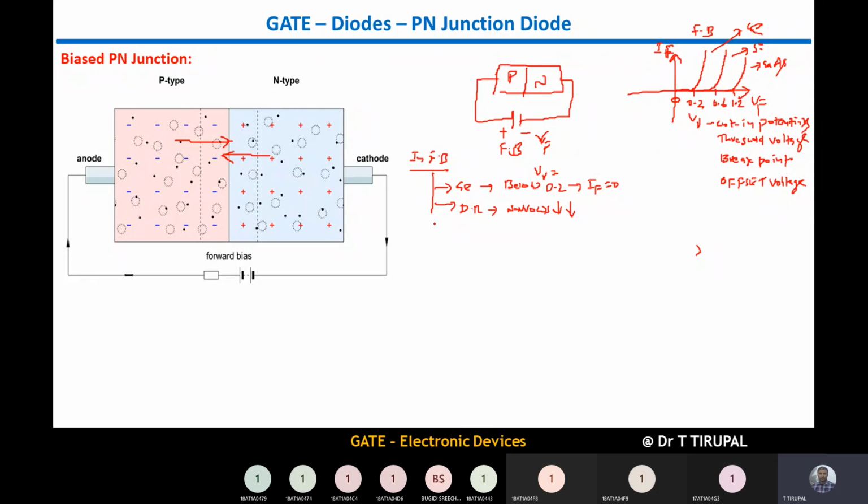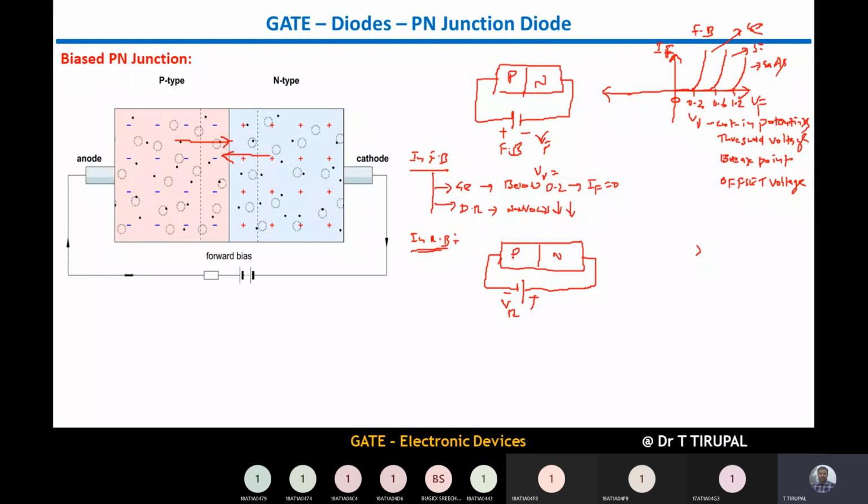Come to reverse bias actually. In reverse bias, what happens? In reverse bias, as you might have already studied in regular classes, I am applying reverse bias potential. What is reverse bias actually? If I apply minus for p-type and plus for n-type, this is called reverse bias.